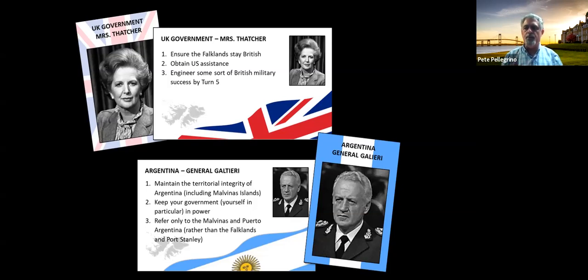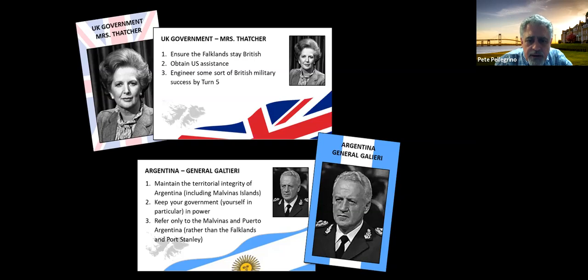So the players representing Margaret Thatcher had three things: ensure the Falklands stay British, obtain U.S. assistance. What does that mean? I mean, for them to figure out. Okay, and engineer something that could be at least sold to the British public as a military victory by the fifth term. That's Thatcher's objectives. Were those the same objectives that Sandy Woodward had? No. Overlapping? Sure. But not exactly the same, because they have different roles, right? He's a military commander, she's a political leader, right?